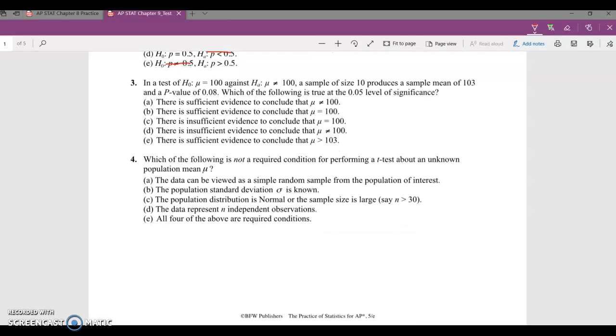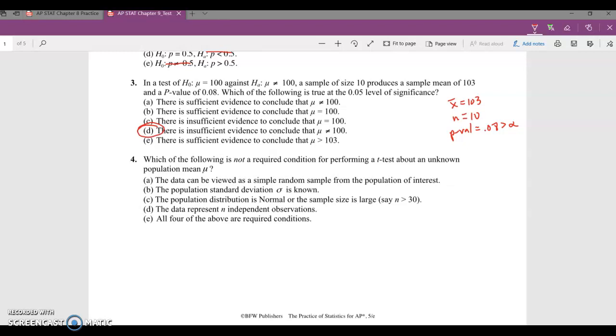In the test of null mu equals 100 versus mu is not 100, a sample size 10 produces a sample mean of 103, and I get a p-value of 0.08. Which of the following is true at the 5% significance level? So my p-value is greater than my alpha. That tells me fail to reject. There is insufficient evidence to reject, so there is insufficient evidence to conclude the alternative. D.